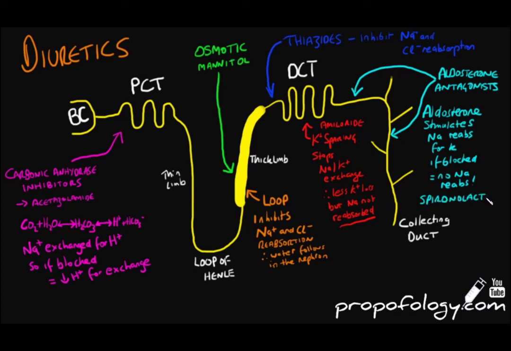Examples of aldosterone antagonists include spironolactone. Examples of potassium-sparing diuretics include amiloride. Examples of thiazide diuretics are bendroflumethiazide. Osmotic diuretics, as we know, mannitol is really the only one we use, and carbonic anhydrase inhibitors are weak diuretics, and acetazolamide is an example of this. Probably the most widely used diuretic in critical care anesthetics is furosemide, the loop diuretic.